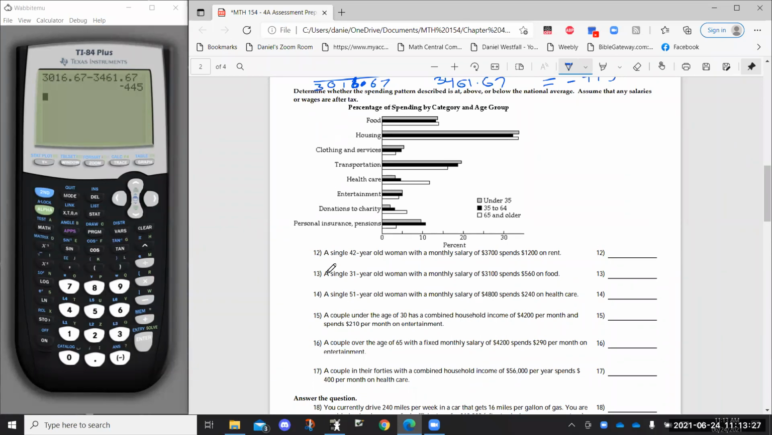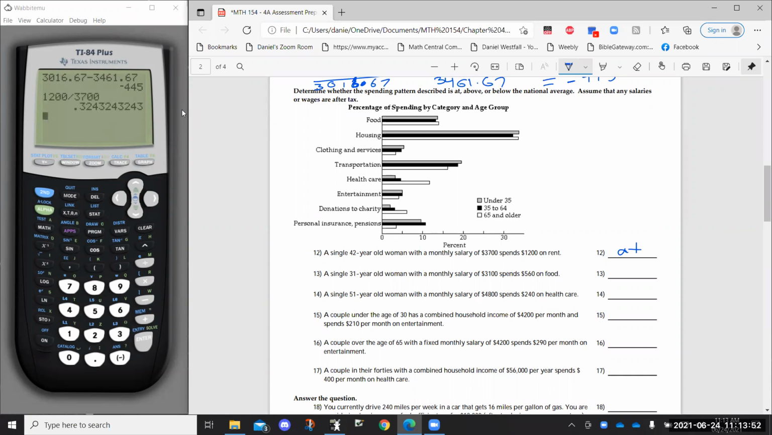Let's figure out how much she spends. She spends $1,200 divided by 3,700. She spends right about 32%. So this is at the national average.